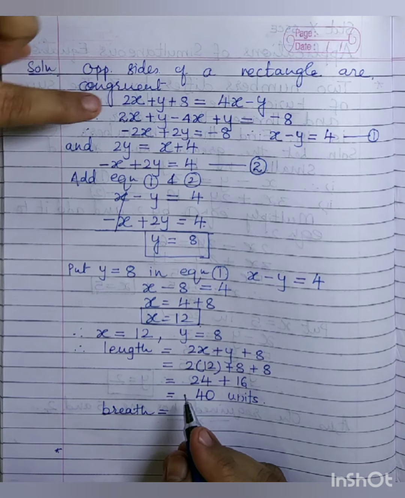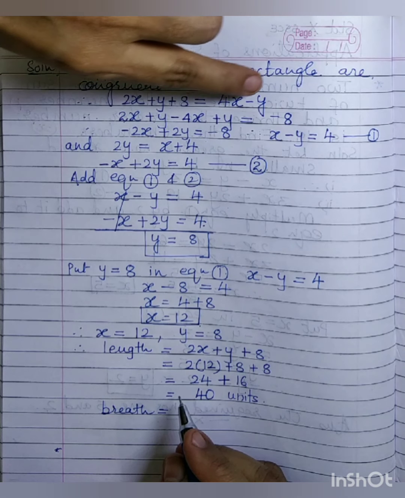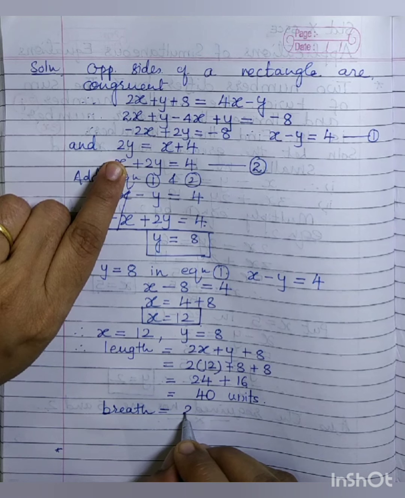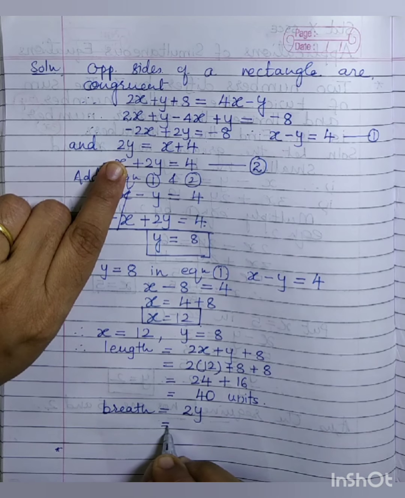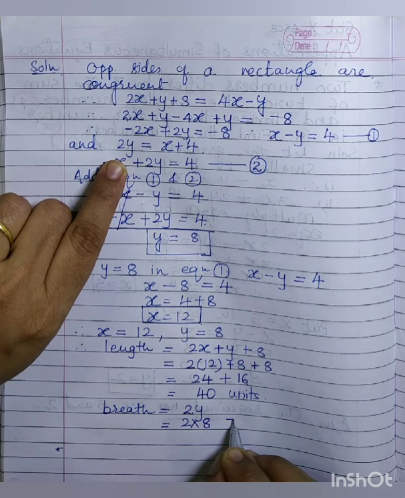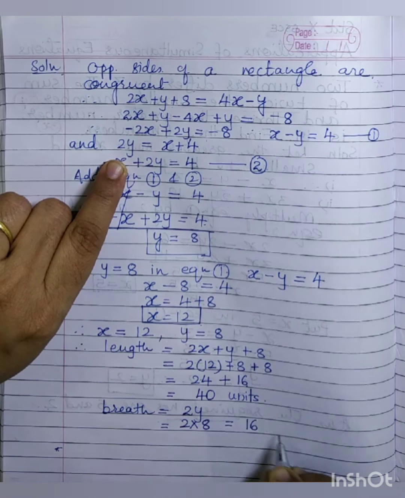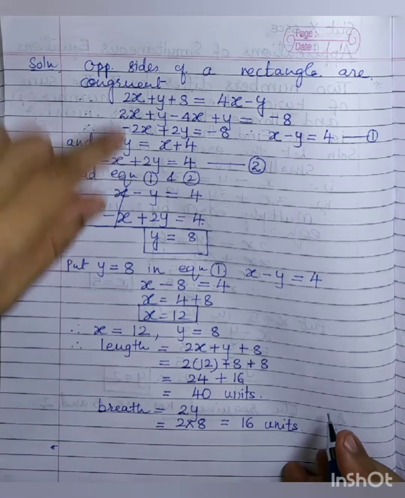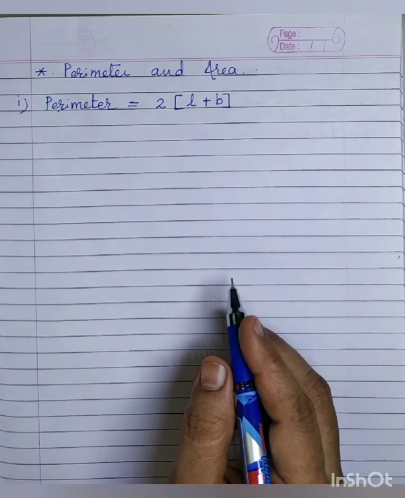Breadth is what? See, for length you could have taken 4x minus y as well here, right? Now breadth, directly I will take it as 2y. 2 into the value of y, 8. That is 8 2s are 16 units. So the second part we have completed here. Let's go for the second part of the question.